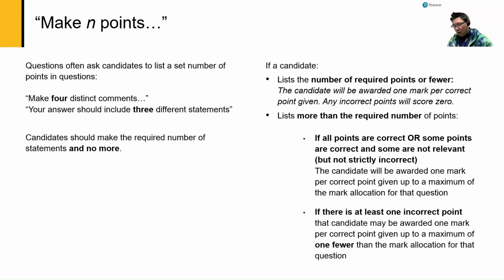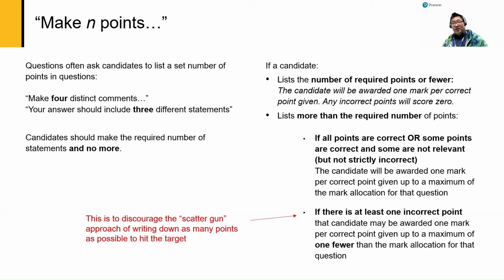However, it is possible that if there is 1 or more incorrect point listed, then the candidate could be awarded 1 mark per correct point up to a maximum of 1 less than the mark allocation. So it is possible that if it said list 3 comments and it's a 3-mark question and the candidate wrote down 5 points and 2 of them were wrong and 3 of them were correct, the maximum they could actually score there would be 2 out of the 3. I will give a couple of examples.